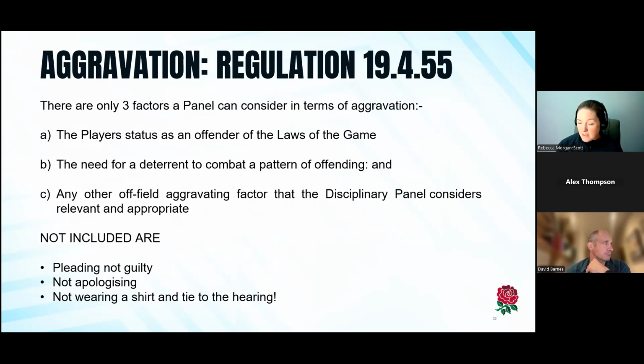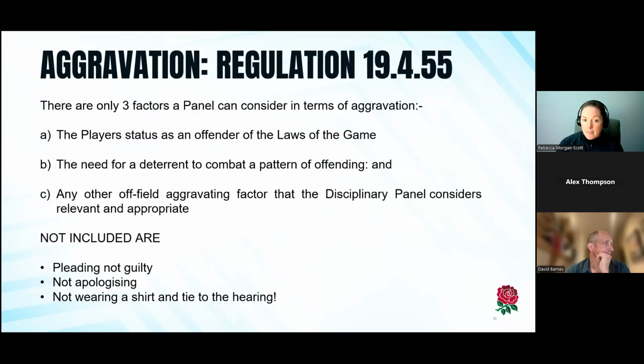Even somebody like Dylan Hartley, or I'm trying to think of another player, Joe Marler, for example. Even they were sort of only starting to get a week or maybe even 2 weeks added on right at the very end of their careers. So, you have to have a pretty bad record for things to be added on for aggravation.